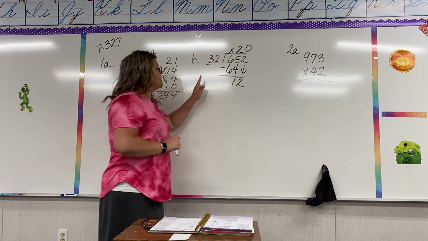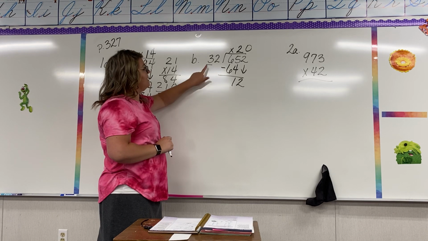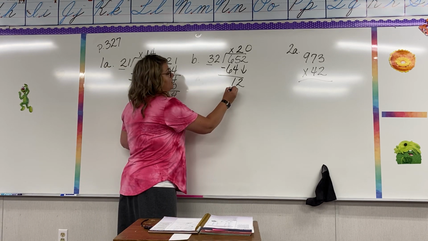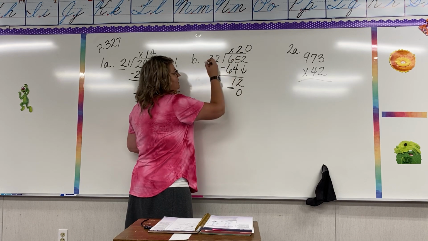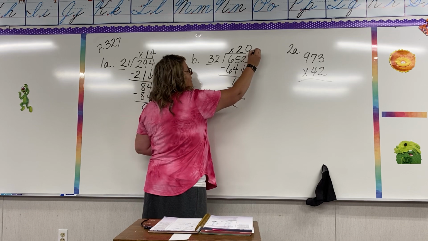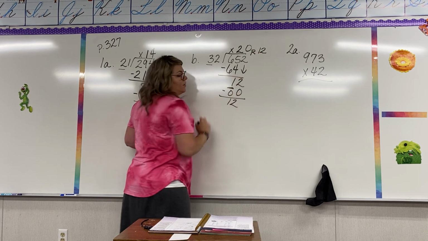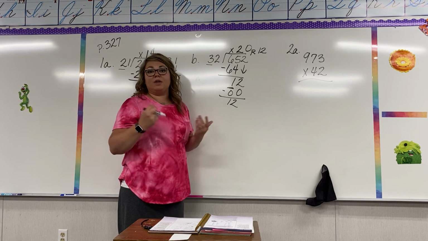Now don't think that you would say 3 into 12 because that's not right. We're asking ourselves, how many times can 3 go into this 1 right here? And so we multiply. 0 times 2 is 0. 0 times 3 is 0. Subtract and we get 12. And 12 is our remainder. So our answer is 20, remainder of 12.